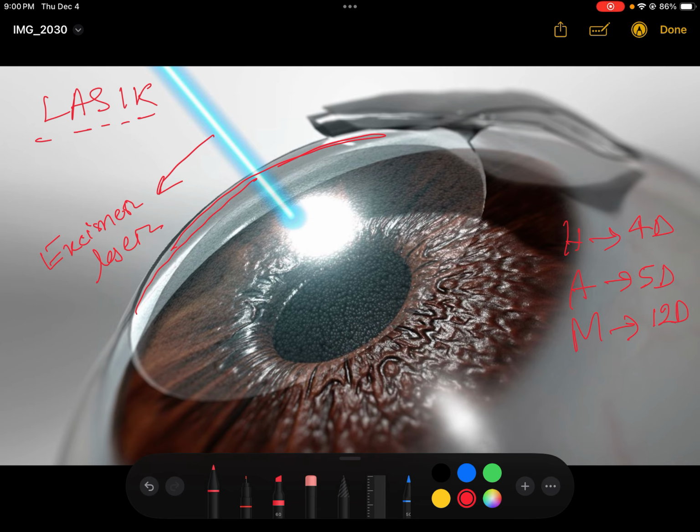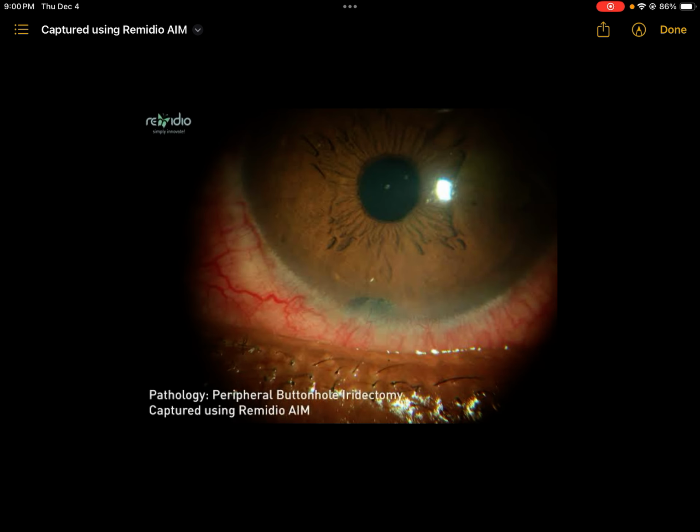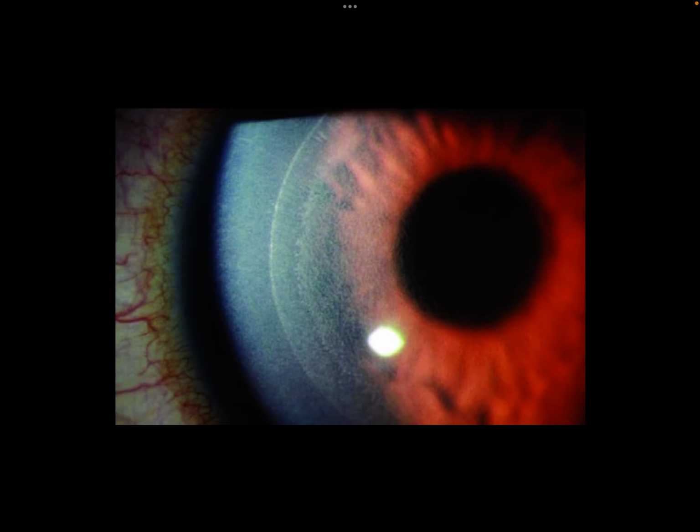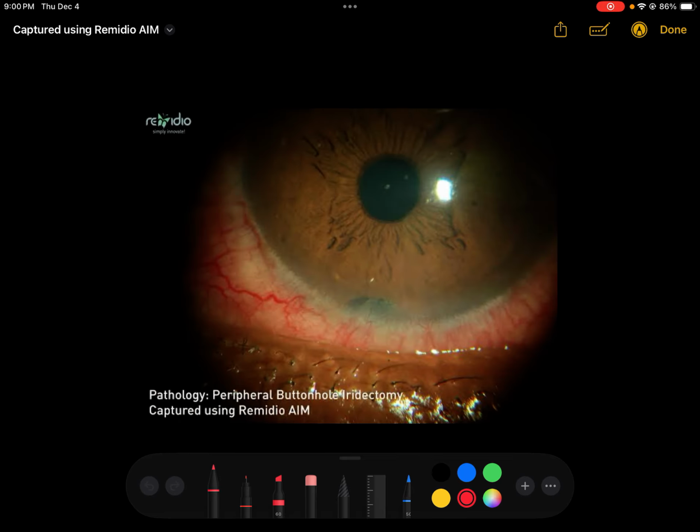Complications are of two types: operative and post-operative. Operative complications are buttonholes, thin flap amputation, incomplete or irregular flaps, and rarely corneal perforation.